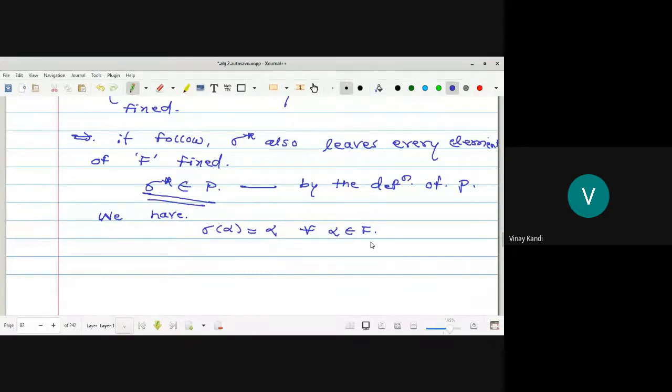Okay, any doubt up to here? Now we have to show that there is a mapping psi from G(K,F) to P, and we have to show that psi is one-one, onto, and preserves the operation.